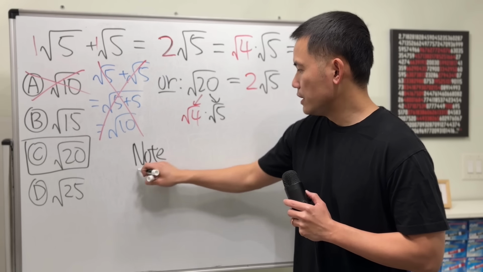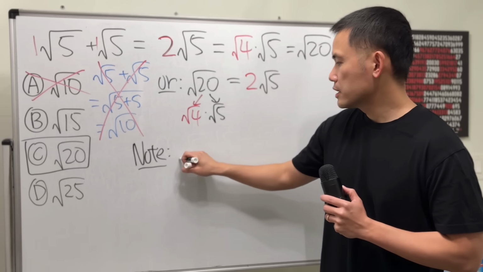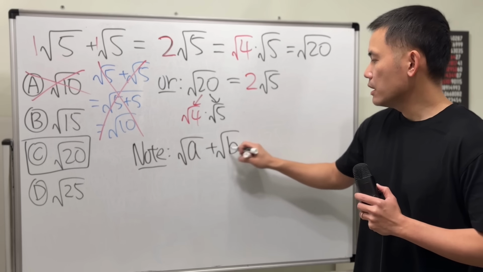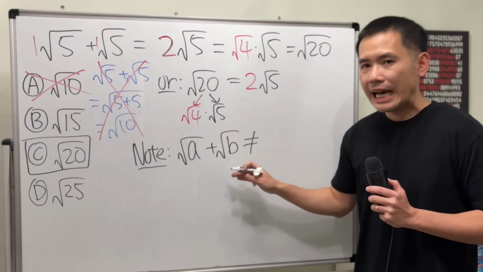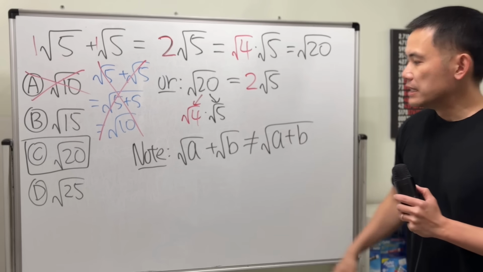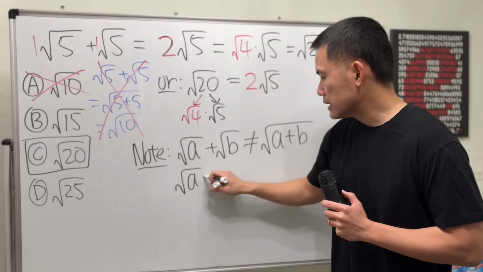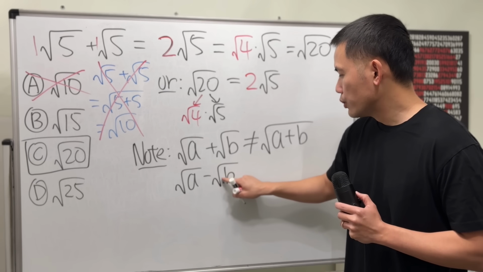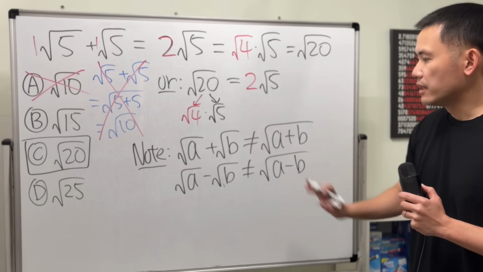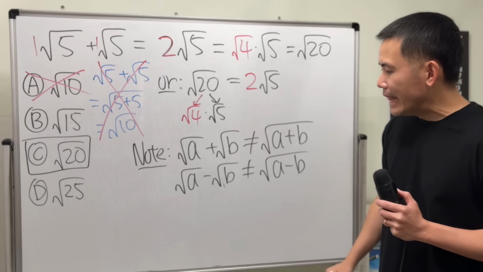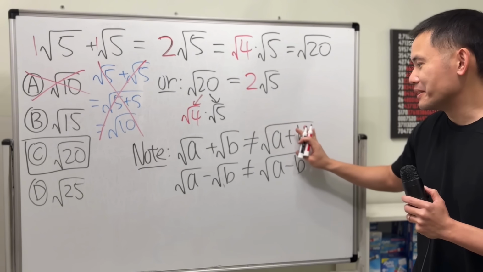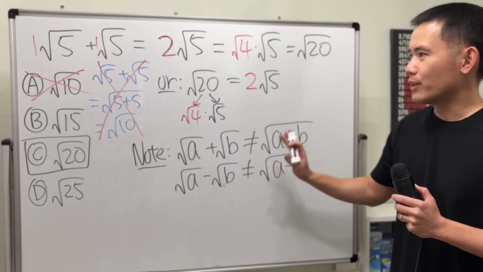So now here's just some notes for you guys. The key for this video is that if you're adding square root numbers, such as square root of a plus square root of b, make sure you do not just add the insides together and say that's square root of a plus b. Same thing if you have a subtraction. Do not just subtract the numbers on the inside. They do not work. Unless b is equal to 0, that means you are not really adding or subtracting anything, but that's an exception. In general, don't do this.